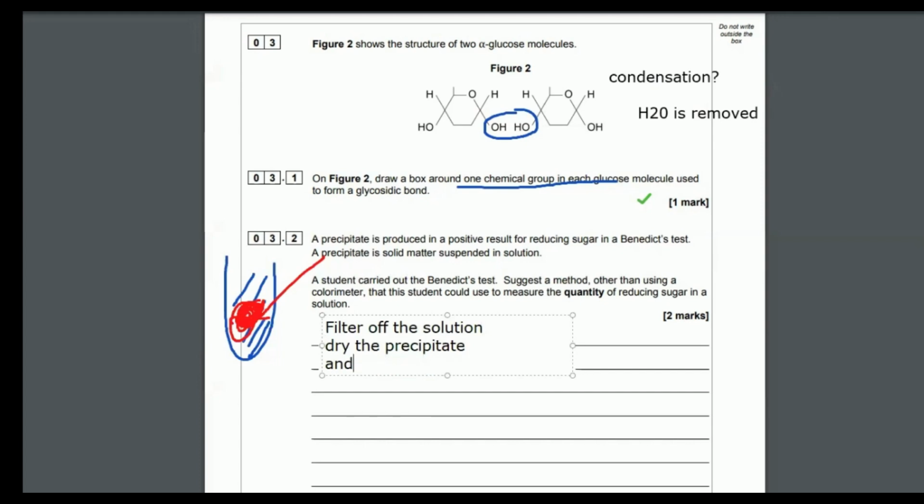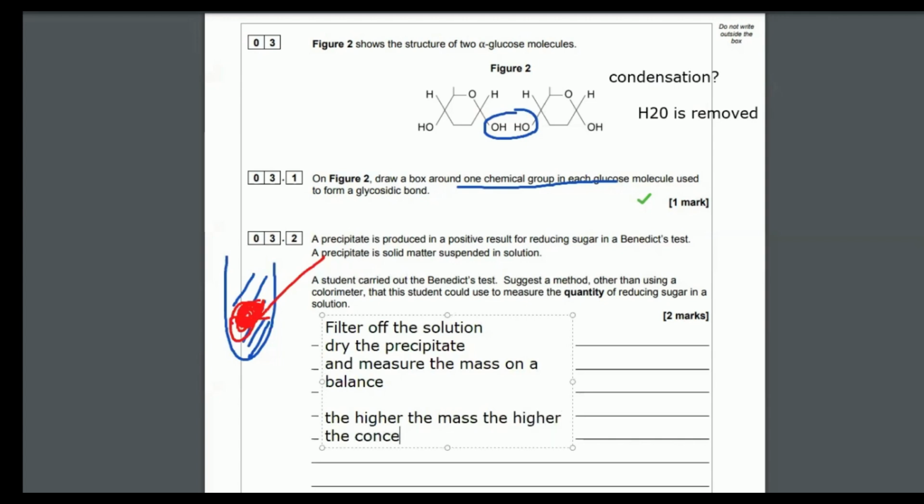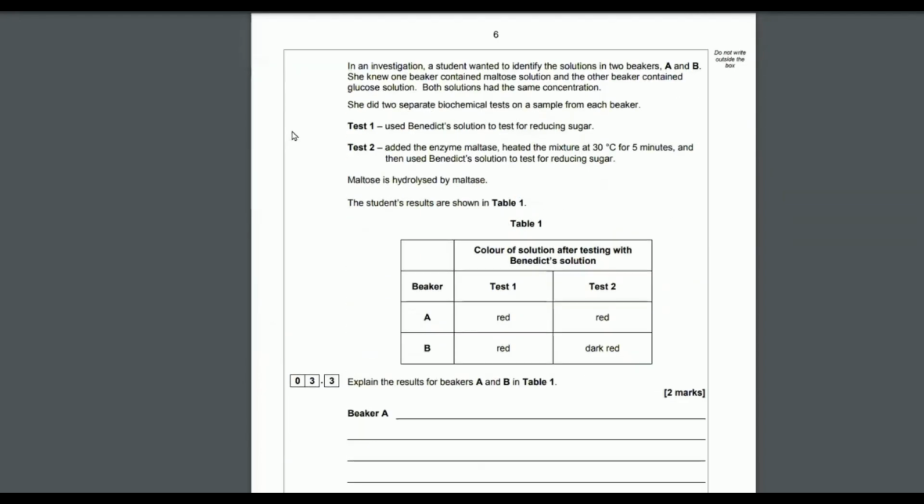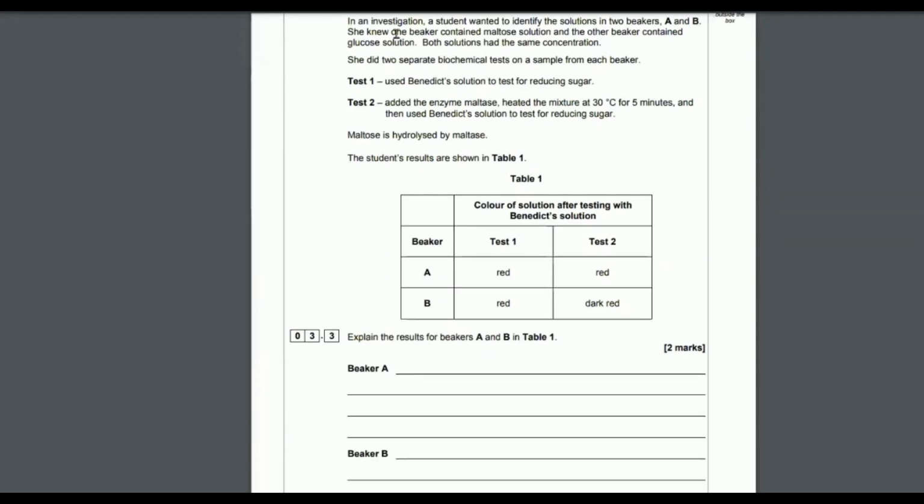Well, we could filter off the solution, dry the precipitate carefully with paper towels, and then weigh it or measure its mass on a balance. And therefore, if you had two different solutions, the one with the higher mass of red precipitate is going to be the one that has the most sugar in it. So we could use that as a quantitative measure of the concentration of reducing sugars in the solution. So what do you get the marks for here? One is for filtering the solution off and then measuring the mass.